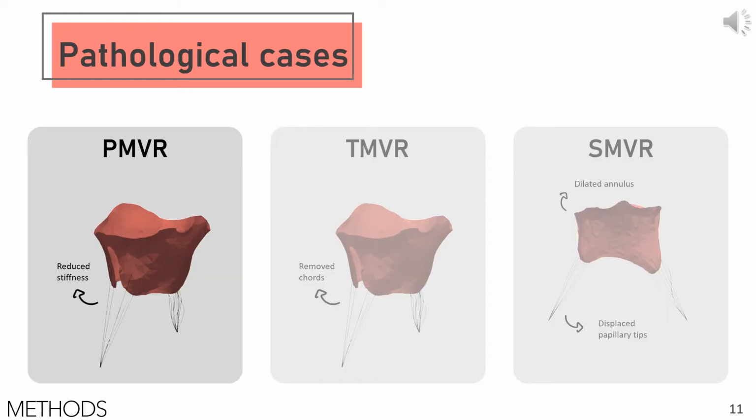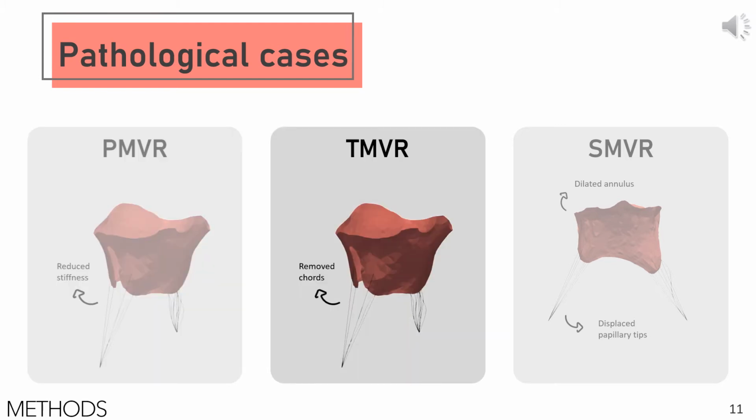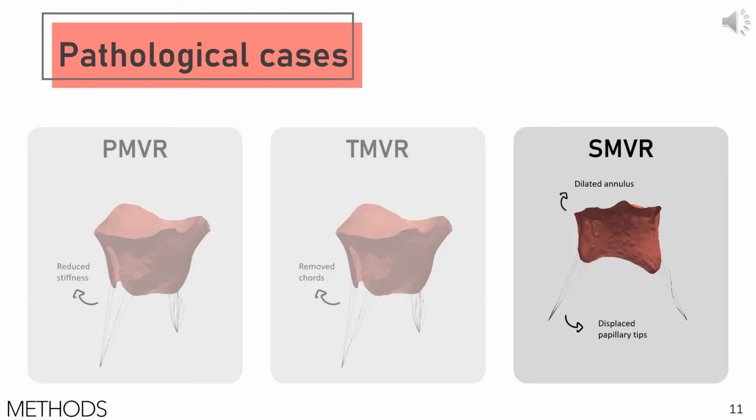Besides the healthy mitral valve, 3 pathological cases were simulated. The first one was the primary regurgitation, and it was obtained by reducing the stiffness of the springs of the P1 scallop. Traumatic regurgitation was modeled by removing the cords that had a reduced stiffness in the previous case. And for secondary regurgitation, since it implied a remodeling of the ventricle, this was portrayed with a displacement of the papillary tips and a dilation of the mitral annulus.